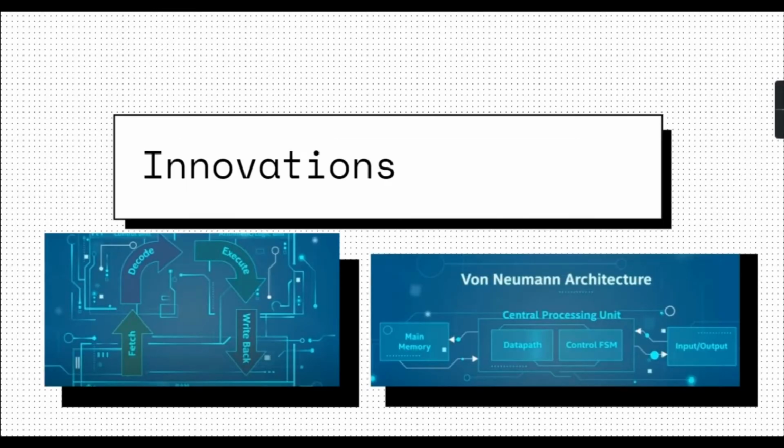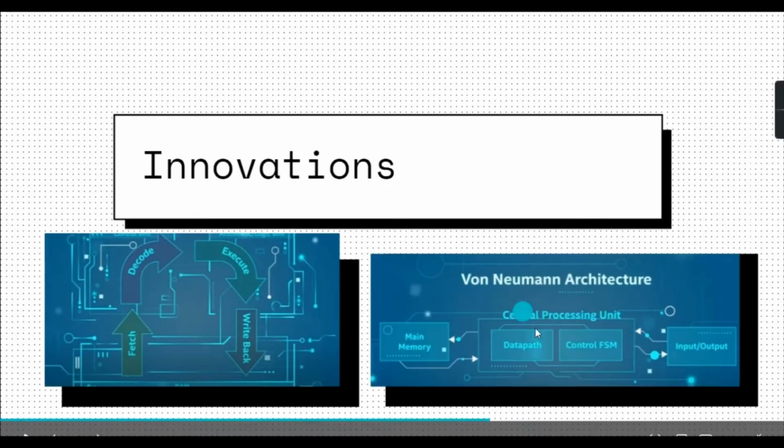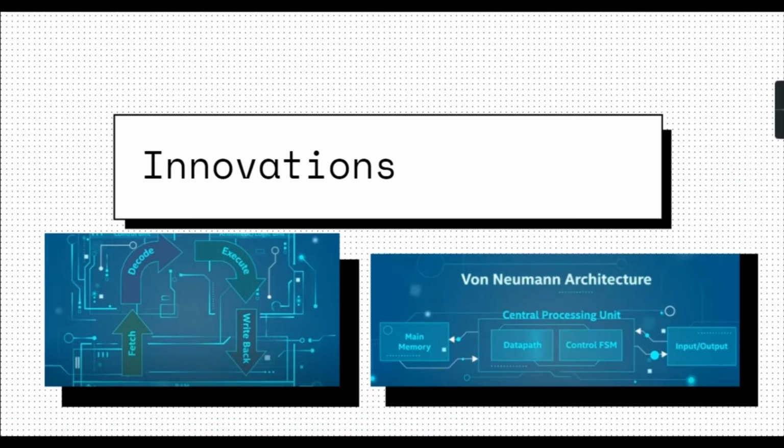So, the von Neumann architecture separates the central processing unit from the main memory and the input-output for faster operations. And on the left side of the picture are the four processes that take place inside the CPU: the fetch, decode, execute, and write back.